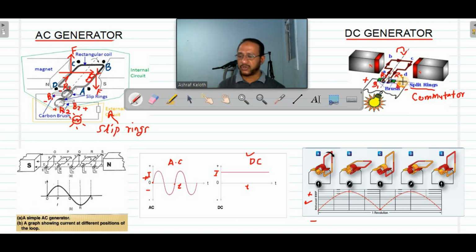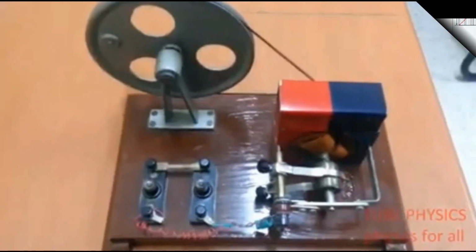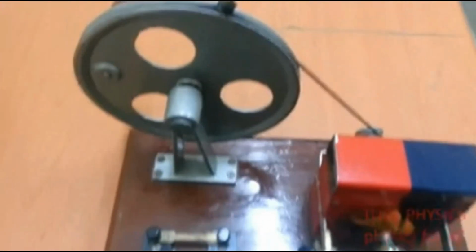Before that, I will show you the working of a generator, the real generator. It is there in my YouTube channel, Physics, in an old video. I will show you the working of the generator. Okay, this is the generator.